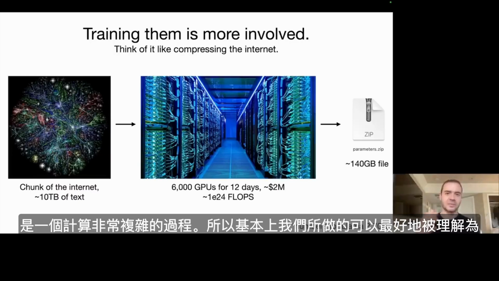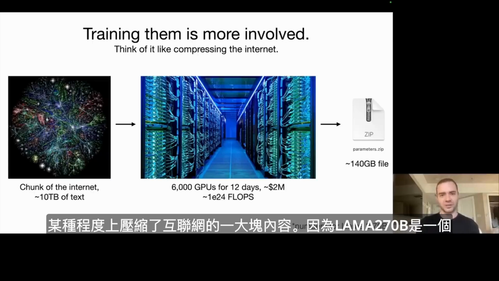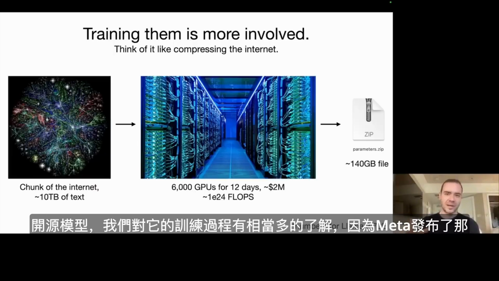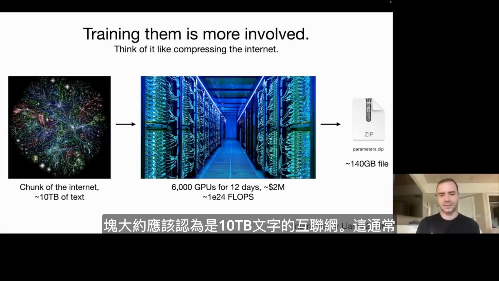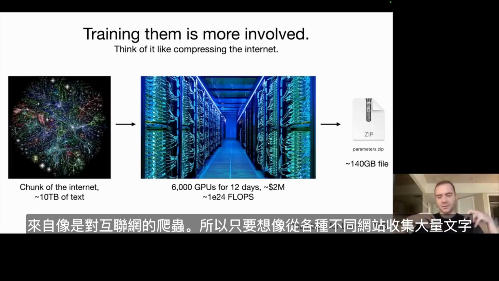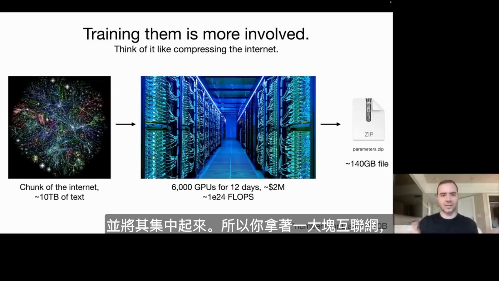Model training is a computationally very involved process. What we're doing can best be understood as a kind of compression of a good chunk of the internet. Because Llama 2 70B is an open source model, we know quite a bit about how it was trained, because Meta released that information in a paper. So these are some of the numbers of what's involved. You basically take a chunk of the internet that is roughly, you should be thinking, 10 terabytes of text. This typically comes from a crawl of the internet. Just imagine collecting tons of text from all kinds of different websites and collecting it together.